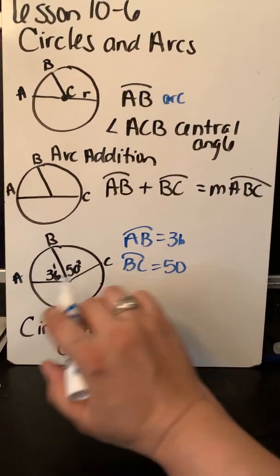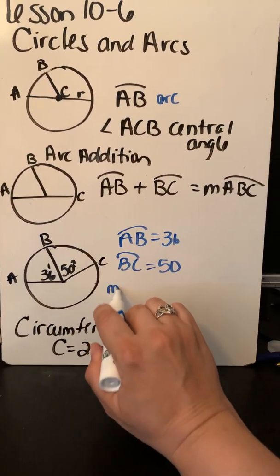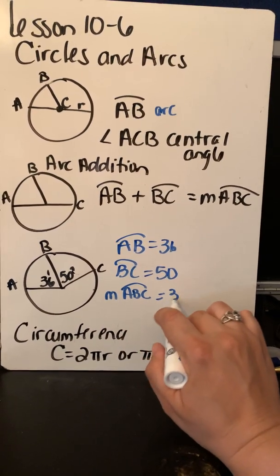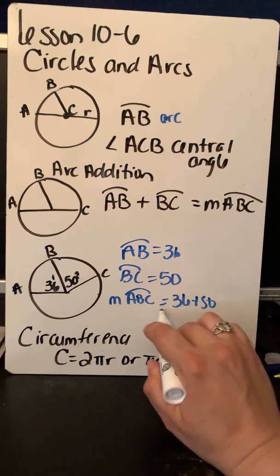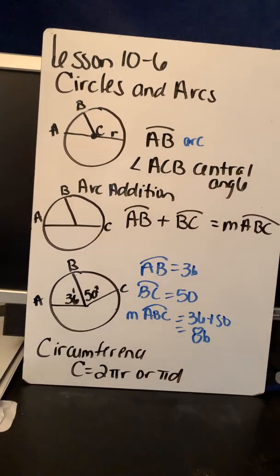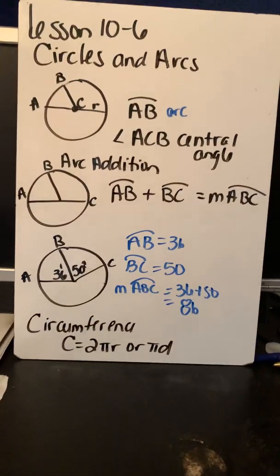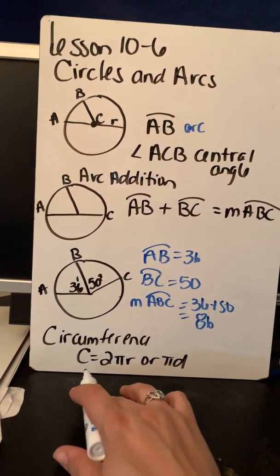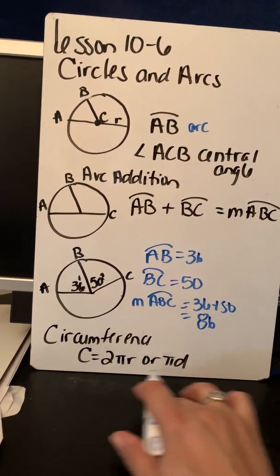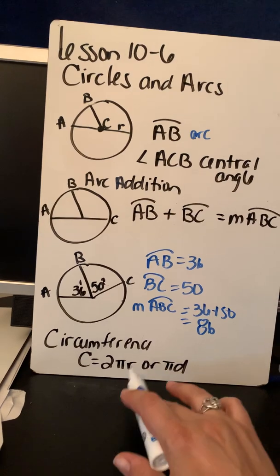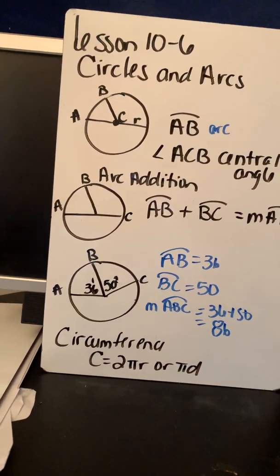So let's say I wanted to find the measure of arc ABC. Let's do some arc addition. 36 plus 50, that means that one is 86. So pretty easy with that arc addition. Circumference of a circle we've already seen before, 2 pi r, or pi times the diameter. Either one of those is the circumference of a circle.